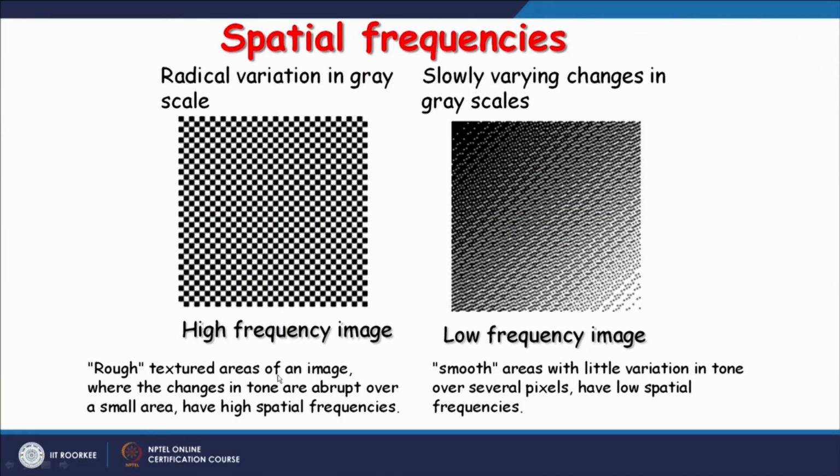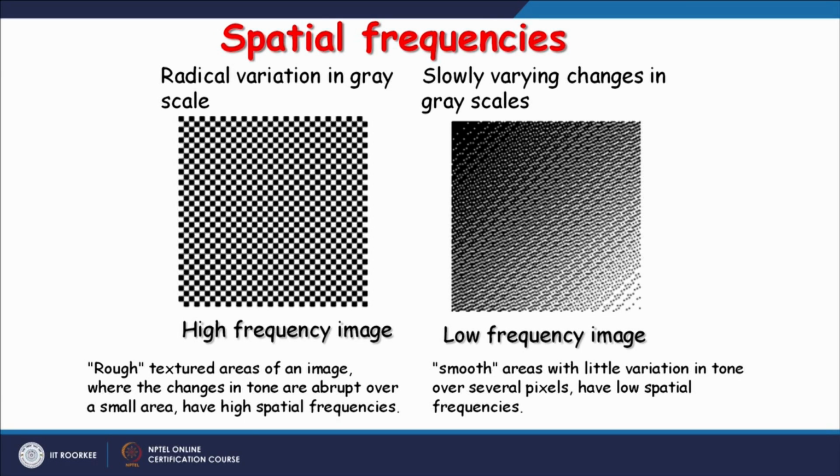In a high frequency image, these are rough textured areas where the changes in tone are abrupt over a small area and have a high spatial frequency. Whereas a low frequency image appears as a very smooth area, with little variation in tone over several pixels, and has low spatial frequency.